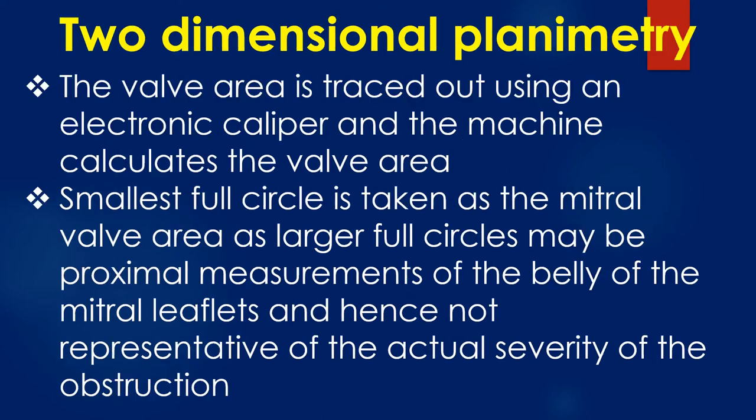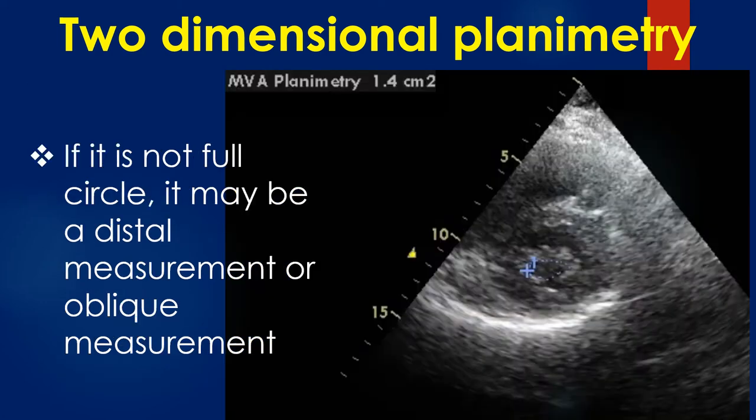In two-dimensional planimetry, the valve area is traced out using an electronic caliper and the machine calculates the valve area. Smallest full circle is taken as the mitral valve area, as larger full circles may be proximal measurements of the belly of the mitral leaflets and hence not representative of the actual severity of obstruction. If it is not full circle, it may be a distal measurement or oblique measurement.